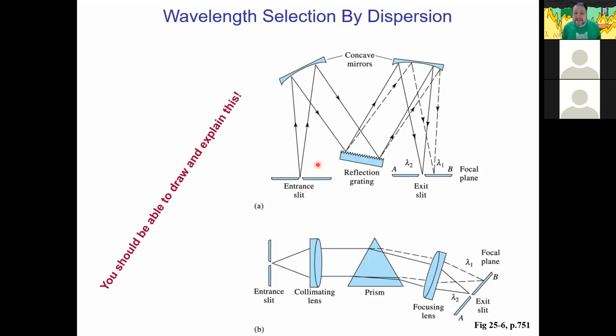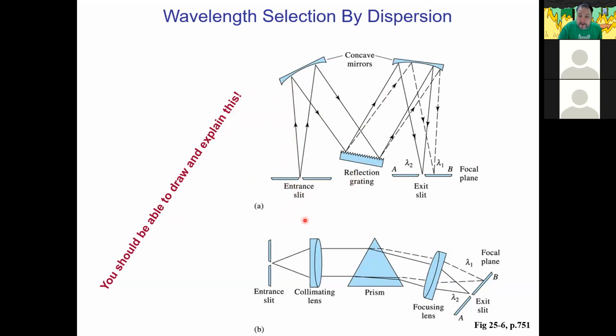So this is how wavelength selection by dispersion is going to work. Both your prism and your grating are going to be dispersion elements. Dispersion means spread the light into its component frequencies, and they're all going to basically work in the same way. So you should be able to draw and explain this. Right? This would be a good section 2 type of question. Can you draw and explain what's happening here?